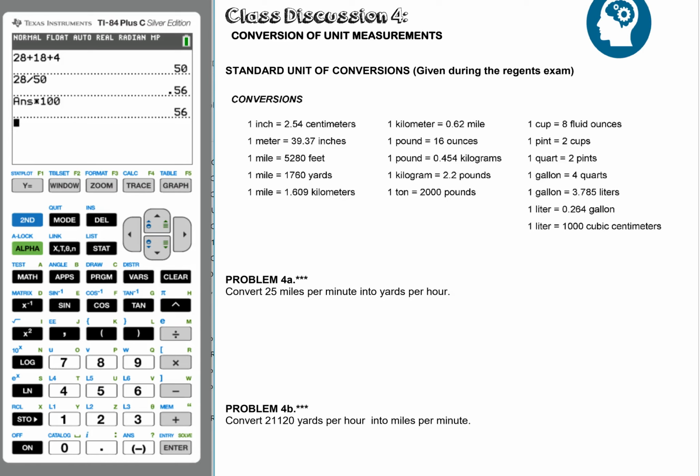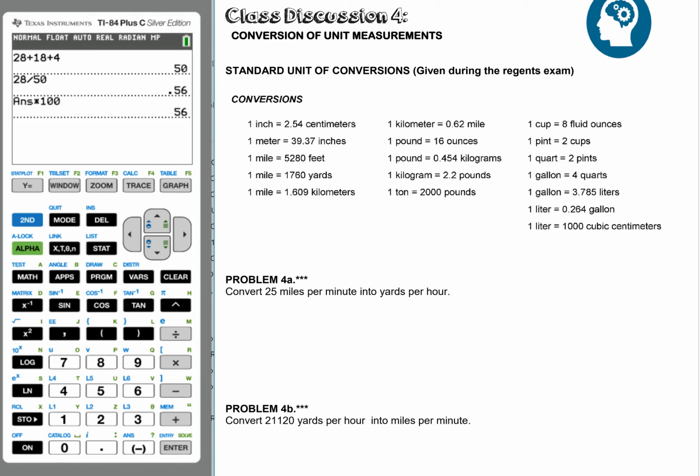Let's work now on class discussion 4. This is about conversion of unit measurements. And this one shows the standard unit of conversions given during the Regents exam. So let's try to apply this for problem 4a. Convert 25 miles per minute into yards per hour.